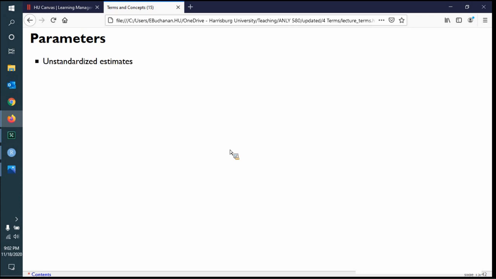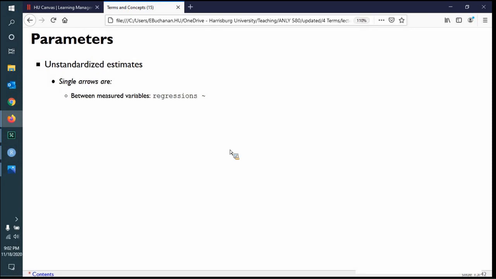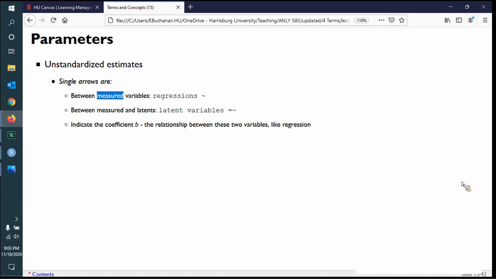So we can get a couple of forms of a solution. We can start by creating a model with unstandardized estimates. This is like running just a regular linear model and looking at the coefficients. Those coefficients are unstandardized, so a single-headed arrow is between variables. Sorry, let me make this bigger. Okay, so between measured variables, well, it's actually not even between measured variables. That's probably a typo. Between two variables could be a regression. I don't know the best way to change the phrasing on that, but let me show you.